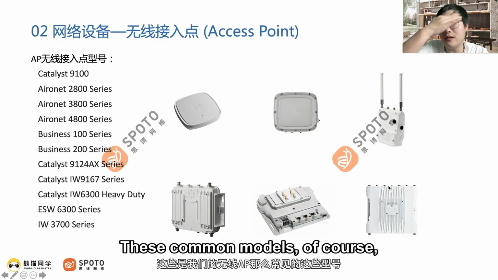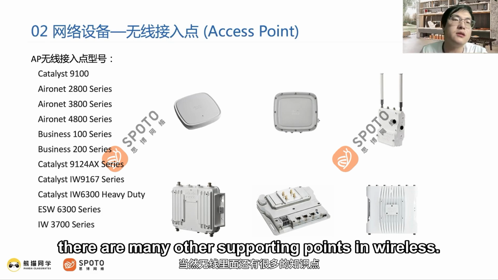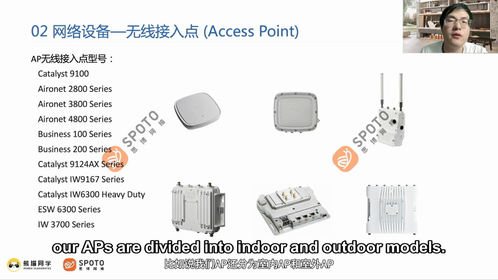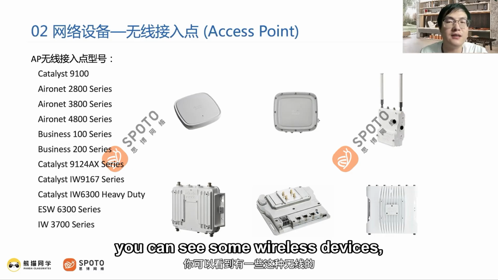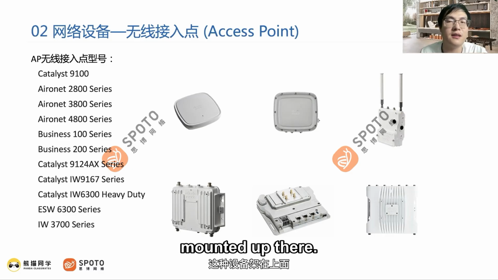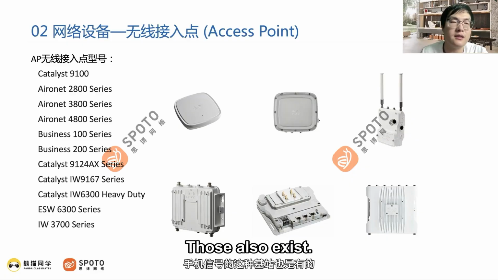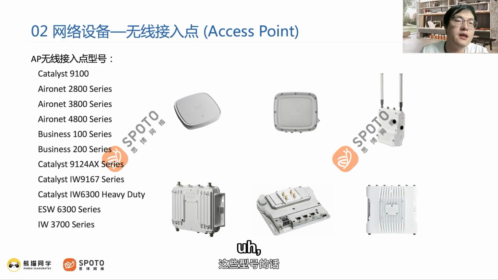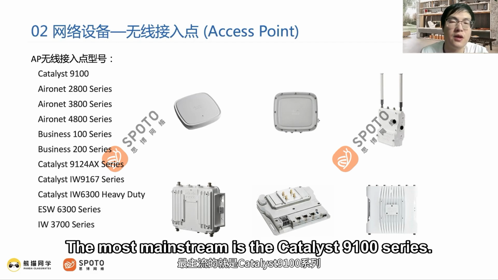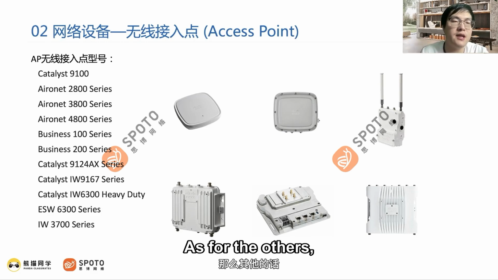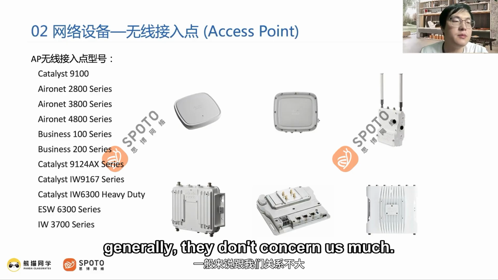These are our wireless APs, these common models, of course. There are many other supporting points in wireless. For example, our APs are divided into indoor and outdoor models. Like in some squares, on utility poles, you can see some wireless devices mounted. These are likely outdoor APs. Some are base stations for cell phones, those also exist. As for these models, the most mainstream ones are our enterprise-grade indoor units. The most mainstream is the Catalyst 9100 series. As for the others, generally, they don't concern us much.